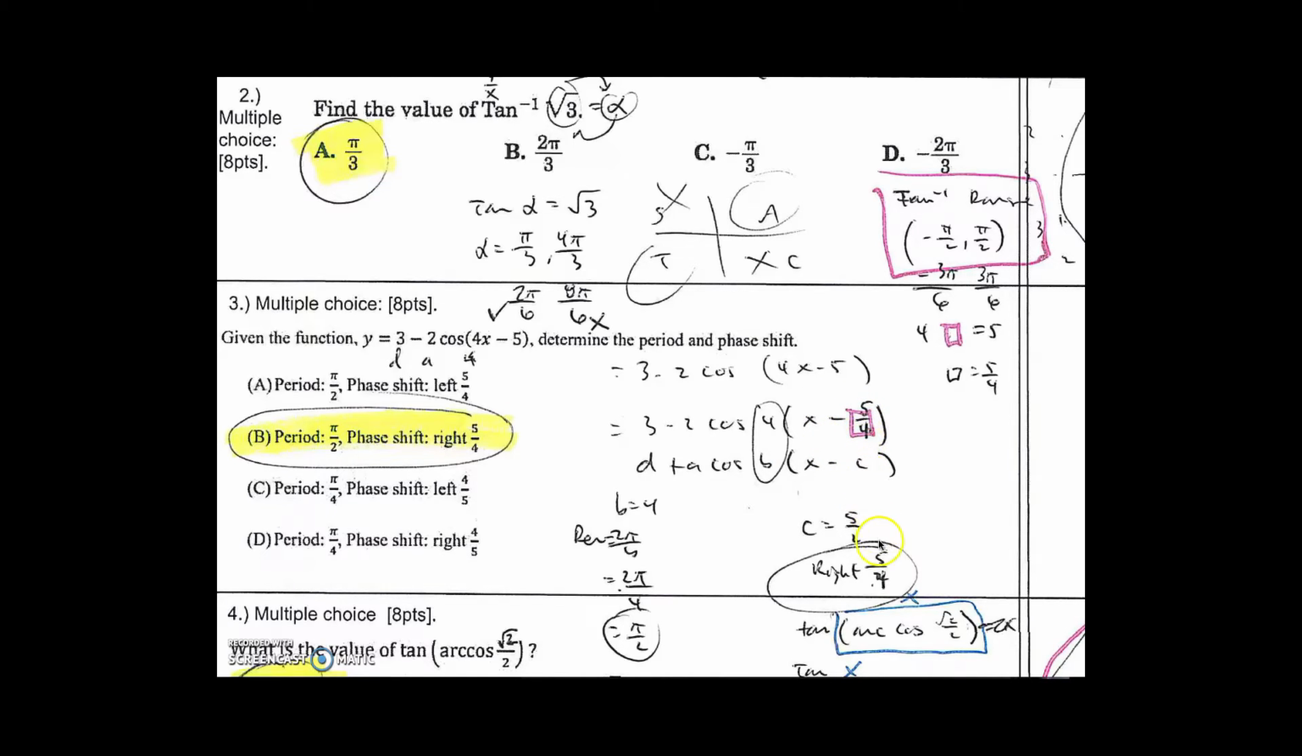Therefore, your C value is 5/4. Because C value is a positive, it's going towards the right. So the answer is B. Remember, I don't have it written on here. Add to x, go west or left. And you can cross A off because it's not adding there, that's a minus sign.